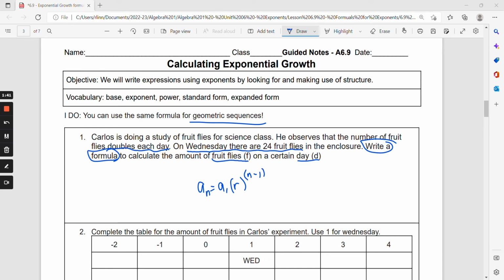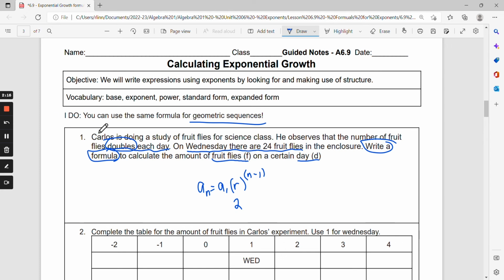Our common multiplier, our r, is the thing that's going to happen on a daily basis or on a yearly basis or based on some sort of interval that's defined in our problem. It says here that it doubles each day, which means I'm going to be multiplying by 2 each day. If I have 5 of something one day and it doubles, multiply that by 2, it's going to be 10. So my r value here, my constant ratio, is going to be 2.